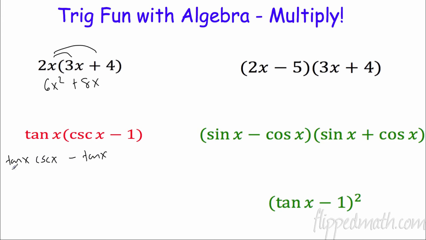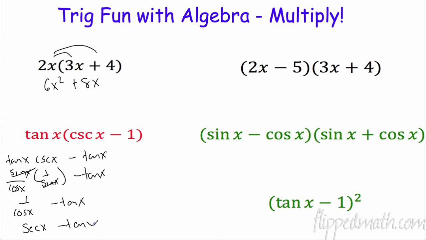Of course, now, can I simplify this? Well, this is sine x over cosine x. And cosecant is 1 over sine x. So we can reduce this a little bit. So that's 1 over cosine x minus tangent x. And that, of course, is secant x minus tangent x. Just using the algebra, combining it with a little bit of trig.